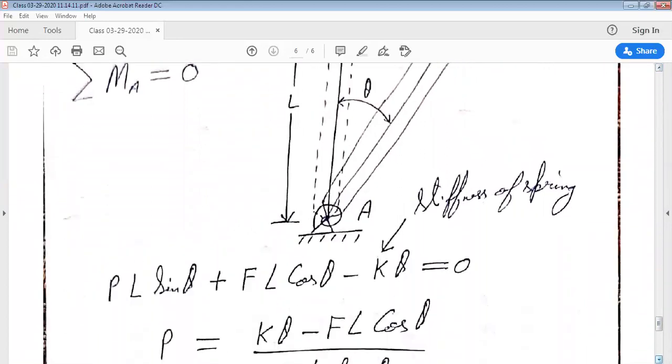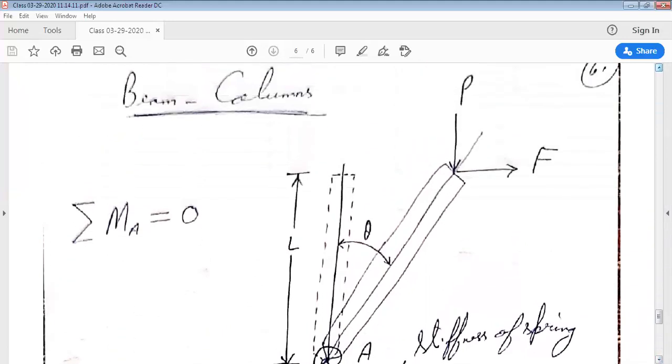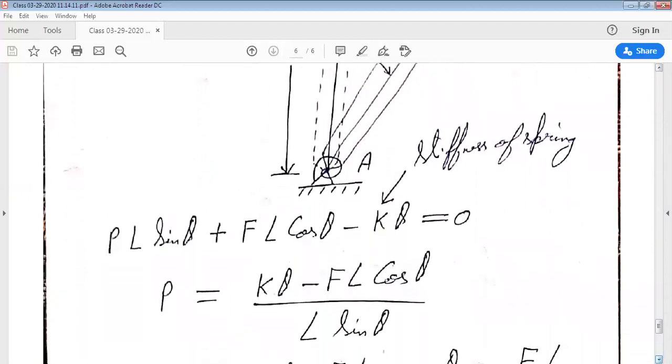For this beam column, you can see if we equate all the moments about point A equal to 0, we get PL sine theta plus FL cos theta minus K theta equal to 0. Right? This is the equation for equilibrium which we are using here. So this gives P equal to K theta minus FL cos theta divided by L sine theta.